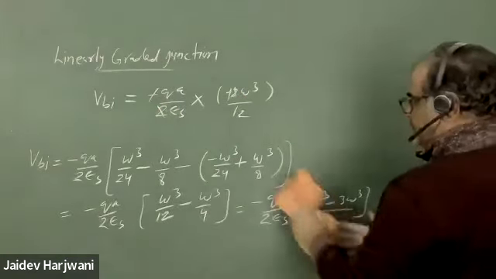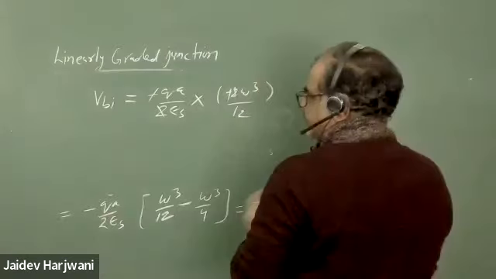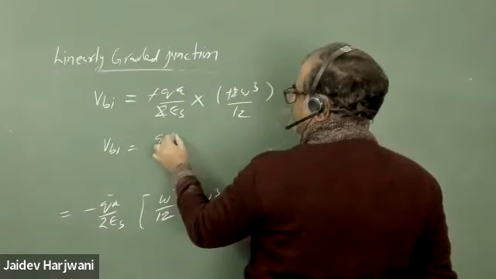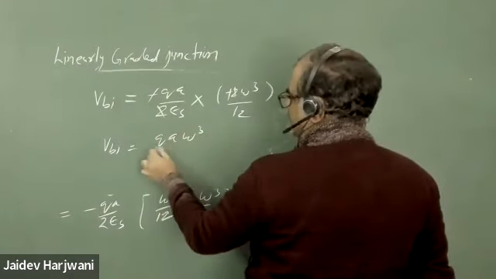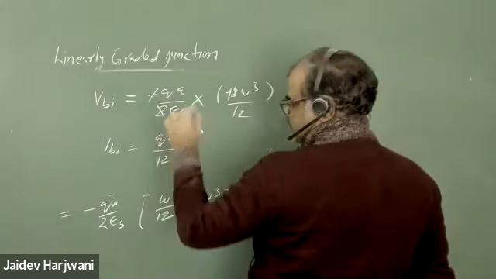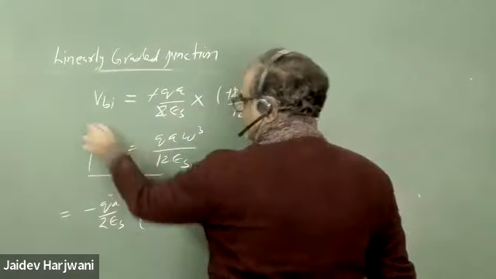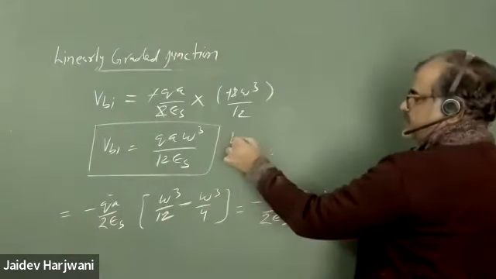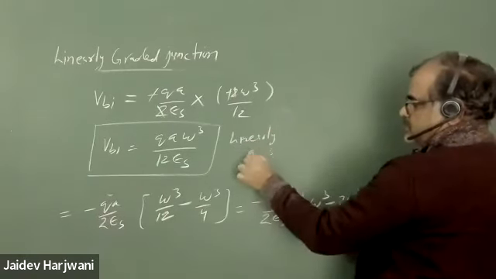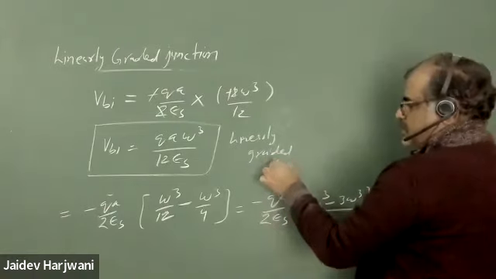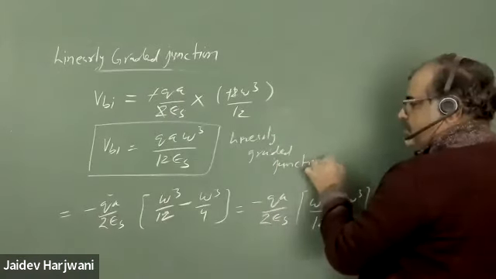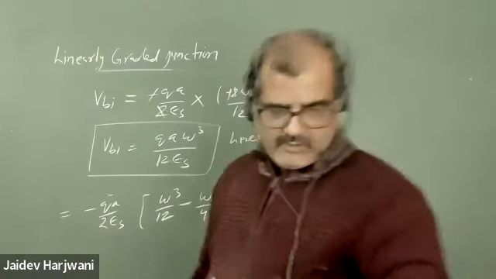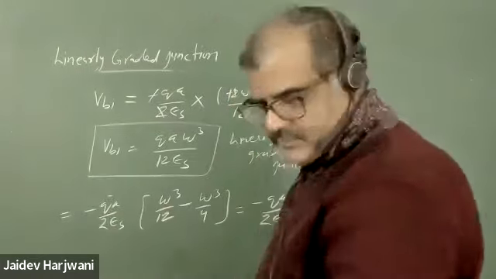So you will get the expression V_BI is equal to qA ω cube upon 12 εs. So this is the built-in potential for your linearly graded junction. For an abrupt p-n junction we have a square here, and here we have a cube. Now we can see this in a different way.